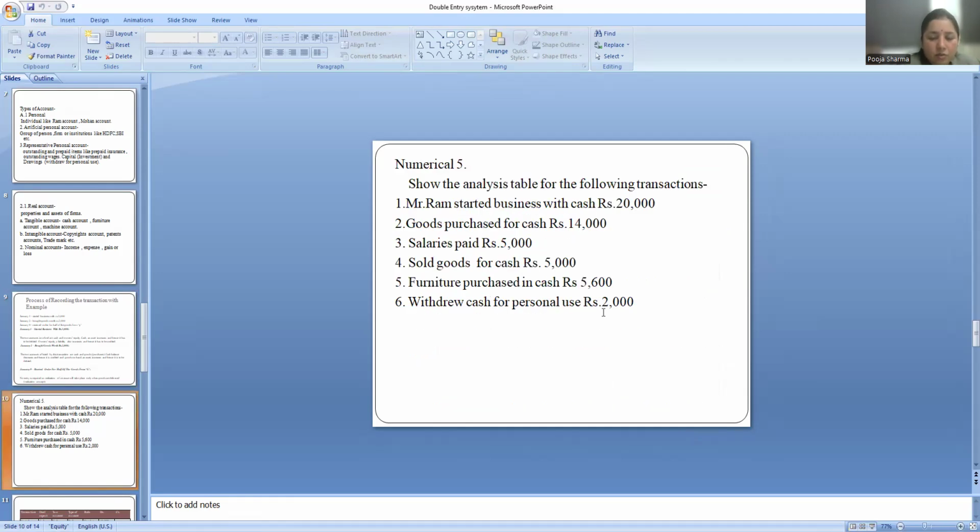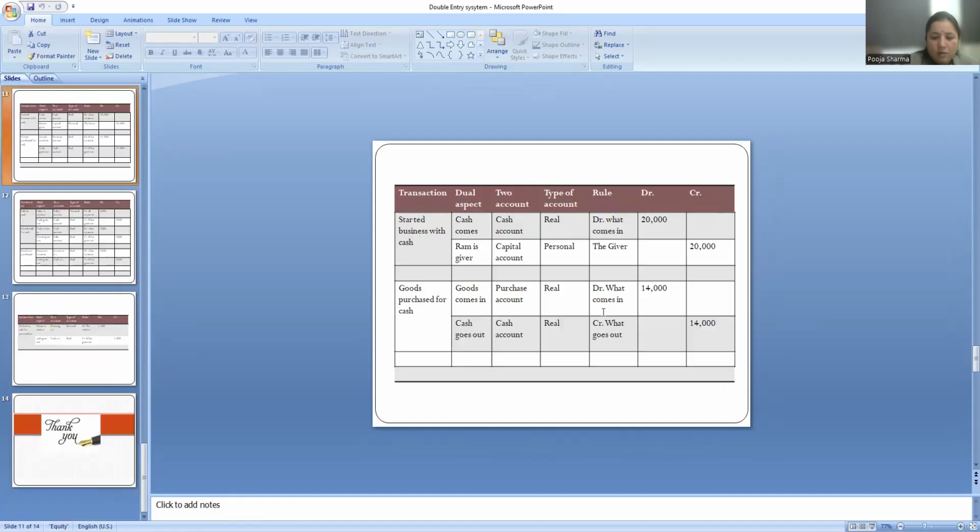The next example: analysis table for the following transactions. Mr. Ram started business with cash rupees 20,000. For this, you can identify the two aspects. First is the cash, and the second is Ram. Here the cash comes in and Ram is the giver. So the first account is the cash account, and Ram is the giver, so we will write the capital account in place of the investor or the proprietor.